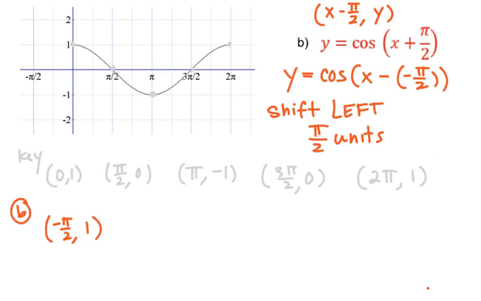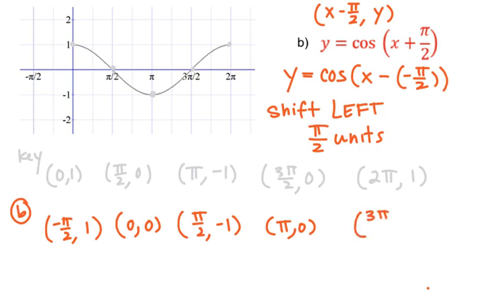0 take away pi over 2. Pi over 2 take away pi over 2 gives me 0, 0. Pi take away pi over 2 is pi over 2, negative 1. 3 pi over 2 take away pi over 2 is pi, 0. And then I have 2 pi take away pi over 2 is 3 pi over 2, 1.